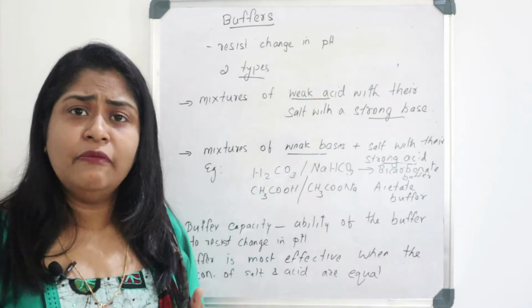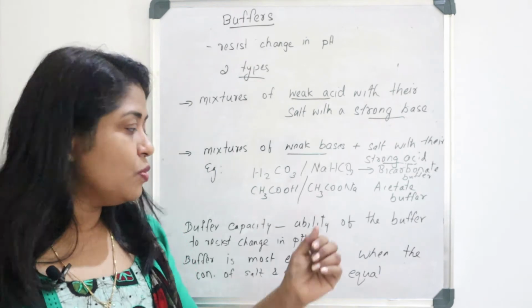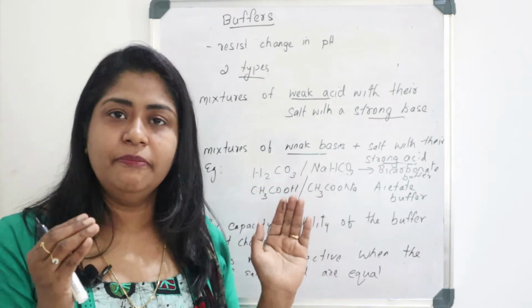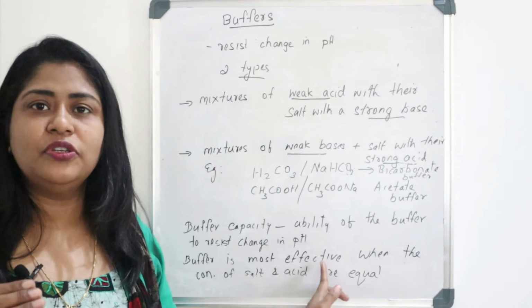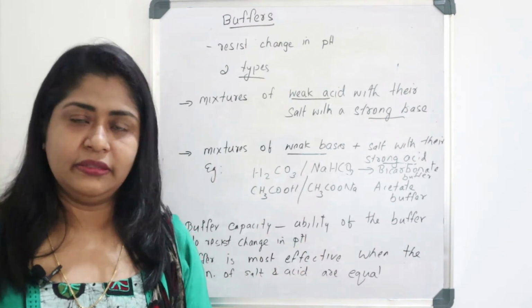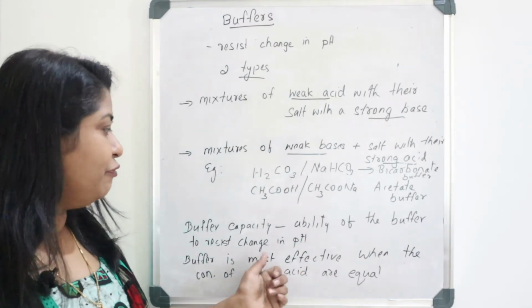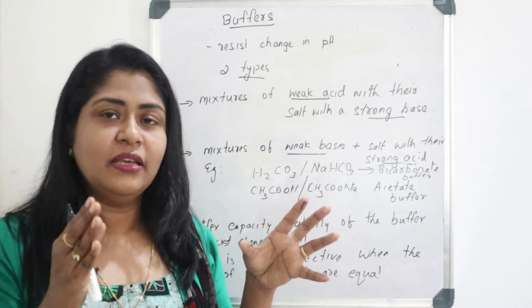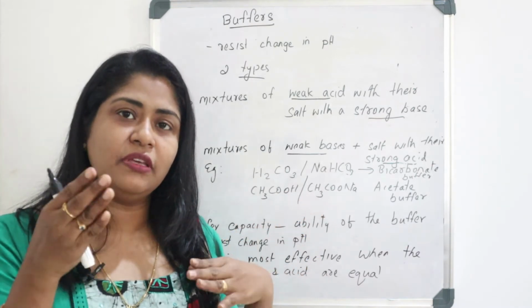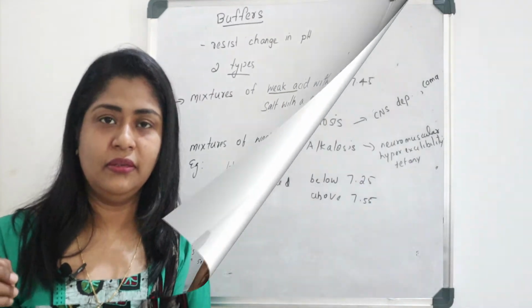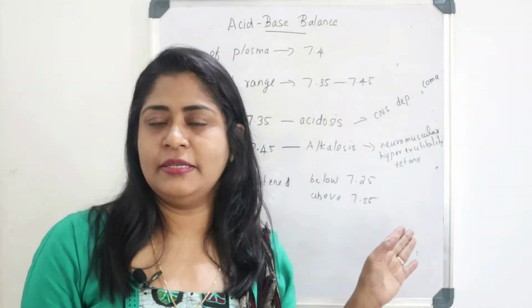Now we can discuss buffer capacity. Buffer capacity is the ability of the buffer to resist the change in pH when acid or alkali is added. And the most effective buffer range is when the concentration of the base to the acid is 1. So now we can move directly to acid base balance.